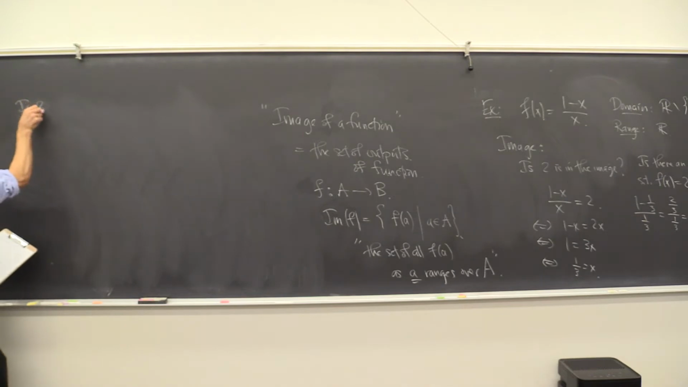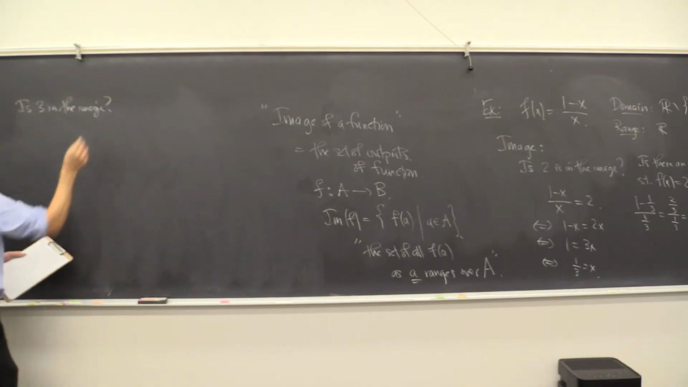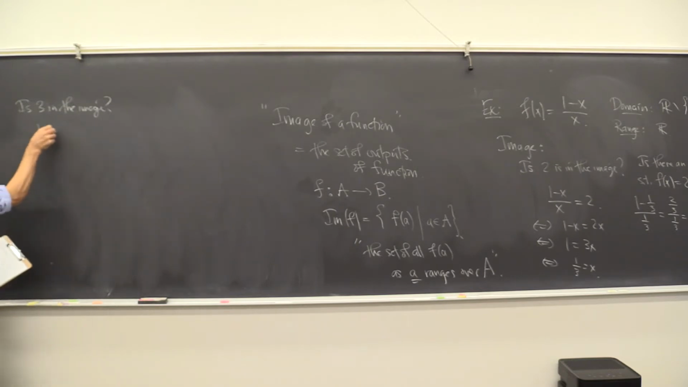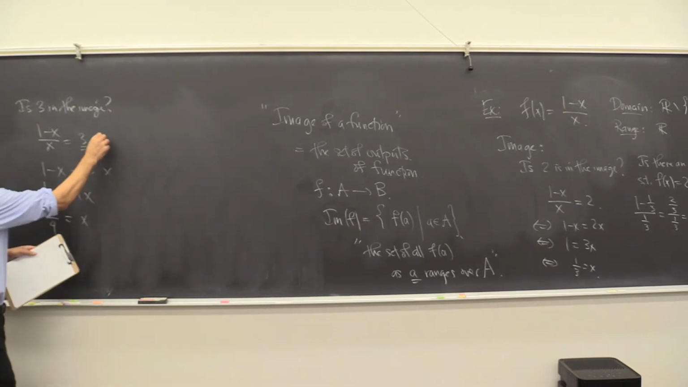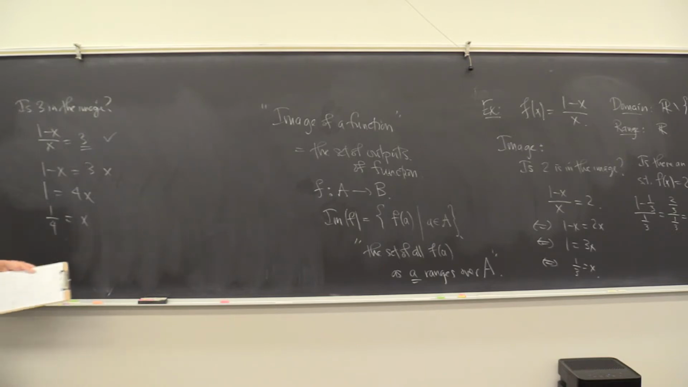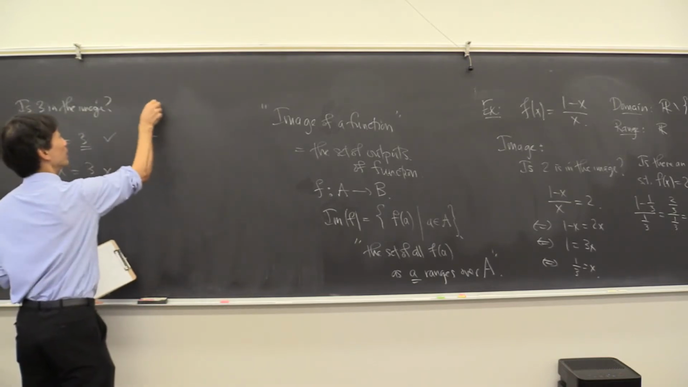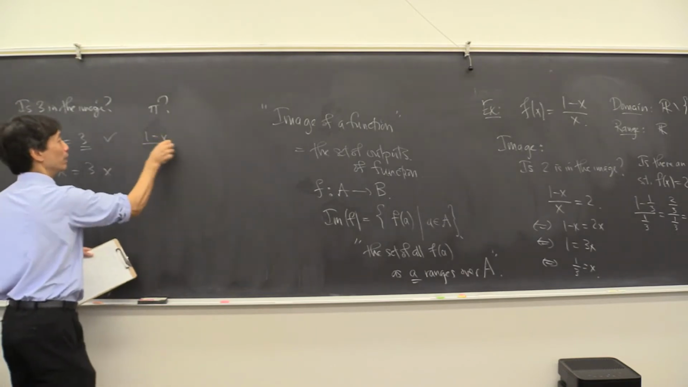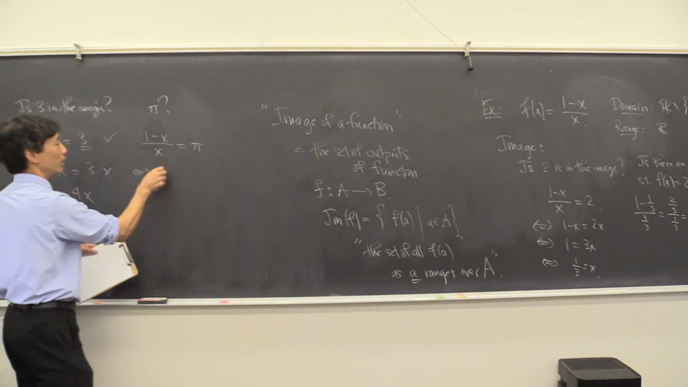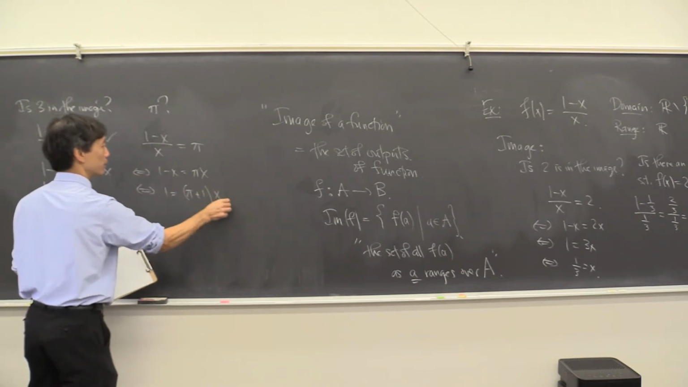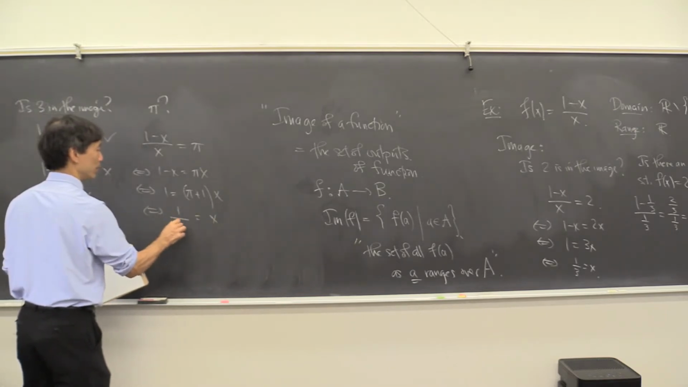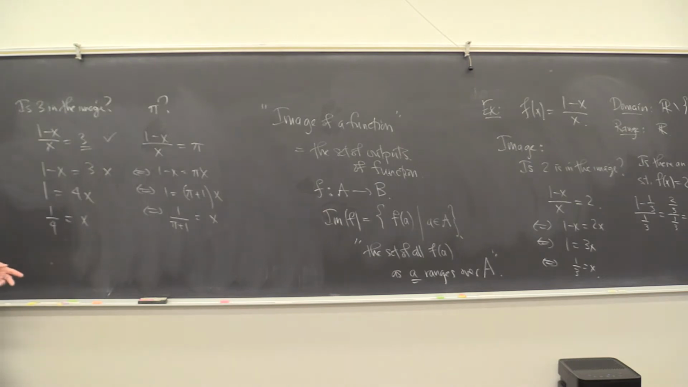Is 3 in the image? Well, you can do the same thing. 1 minus x over x equals 3. You get 1 minus x equals 3x, so 1 equals 4x, and x is a fourth. So yes, you can get a 3. Is pi in the image? You do the same thing. 1 minus x equals pi x. So 1 equals pi plus 1 times x, and x is going to be 1 over pi plus 1.